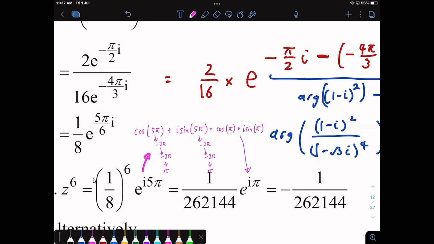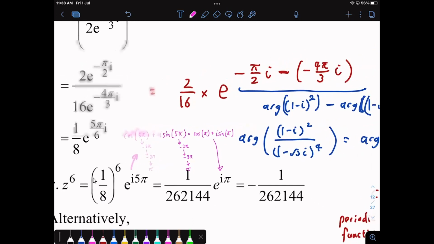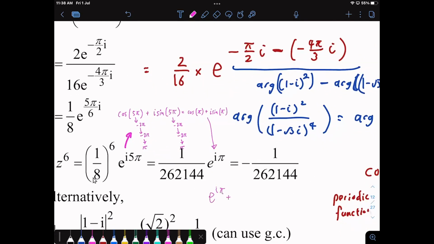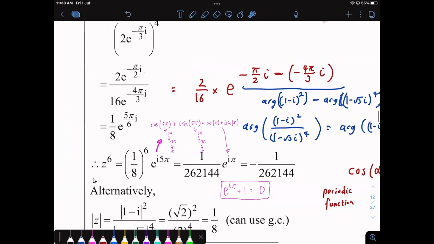Okay, good. Then in that case, e^(i pi) is what? It's a famous identity. Remember the most beautiful equation? Yeah, of course, it's just evaluating this. This is -1, this is 0. Nothing special. So this is equal to -1. That's how you get a negative here. Okay, good. That is the alternative.